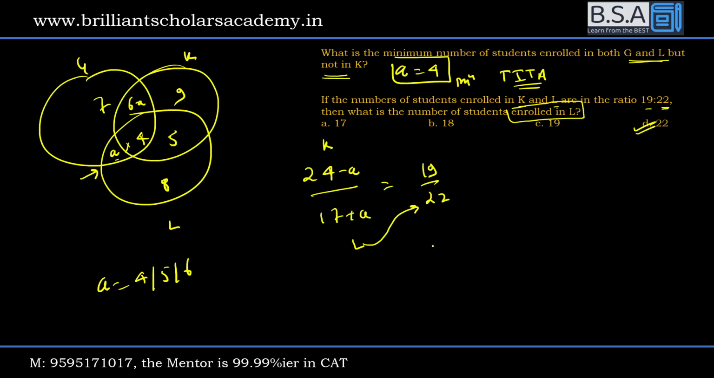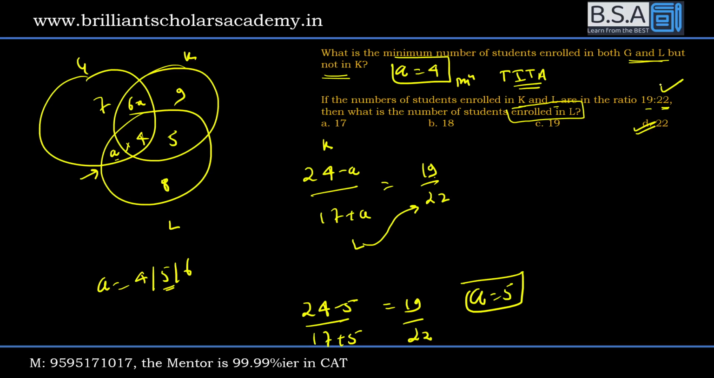Done. What you can do is, we can verify if it matches one of the values. See, I need 19 in the numerator. Can I say 24 minus 5 makes 19 and 17 plus 5 makes 22. So for A equal to 5, this matches. For A equal to 5, this matches. So you could have matched the value for A here.